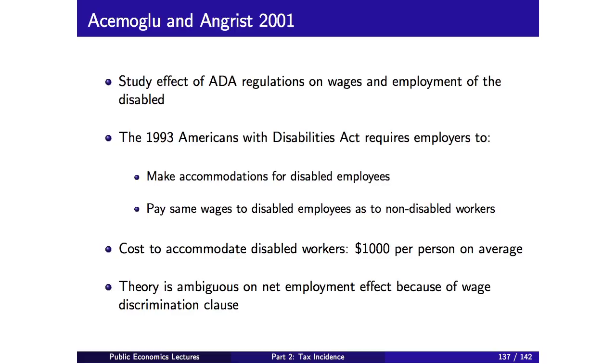That is, wages would get bid down for these workers if I can pay different wages to different types of employees. They estimate that the average cost to accommodate disabled workers is roughly $1,000 per person on average. And the important thing to note is that the theory is now ambiguous on the net employment effect because of the wage discrimination clause, which I will show you in a second.